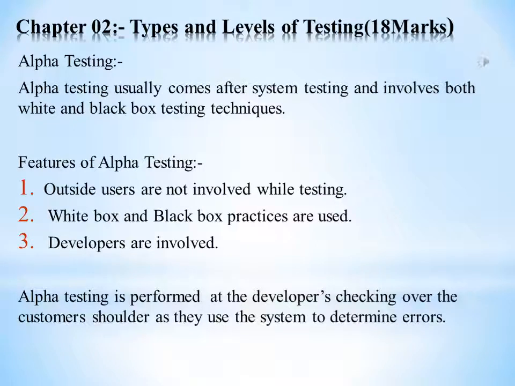Now this is the last topic of the second chapter, acceptance testing. There are two types of testing: alpha testing and beta testing. Now we will discuss about the alpha testing. Alpha testing usually comes after system testing and involves both white and black box testing techniques. The company employees test the software for the functionality and give the feedback. After this testing phase, any functions and features may be added to the software.